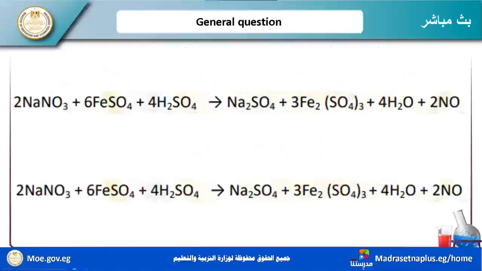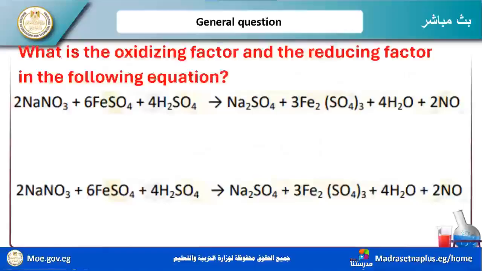Now we have the following equation. We want to study this equation and know what the oxidizing and reducing agents are. We have some ways to calculate the oxidation number of each atom in this compound. Okay, we have sodium equal to +1, oxygen -2 times 3 equal to -6, so nitrogen is +5.